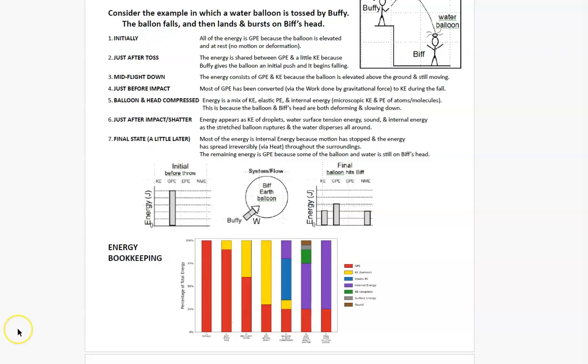If we look at step 5, the balloon and the head are compressed. In other words, the balloon is impacting his head. It presses his head. The balloon gets pressed, obviously, more than the skull does. And the energy is a mix of kinetic energy of the water, maybe a little bit of Biff's head, elastic potential energy because of the stretching of the balloon, internal energy from the molecules of the water now being transferred to internal energy of Biff's head, because some of this energy is going over, and Biff's head might be slightly deformed in the process. The balloon is definitely deformed in the process.